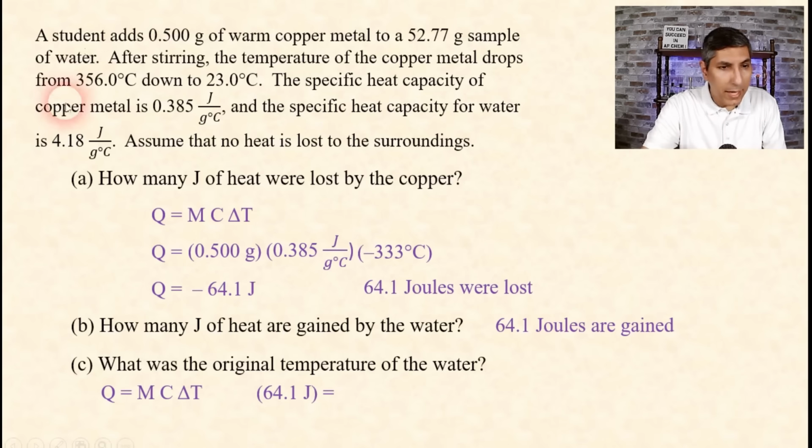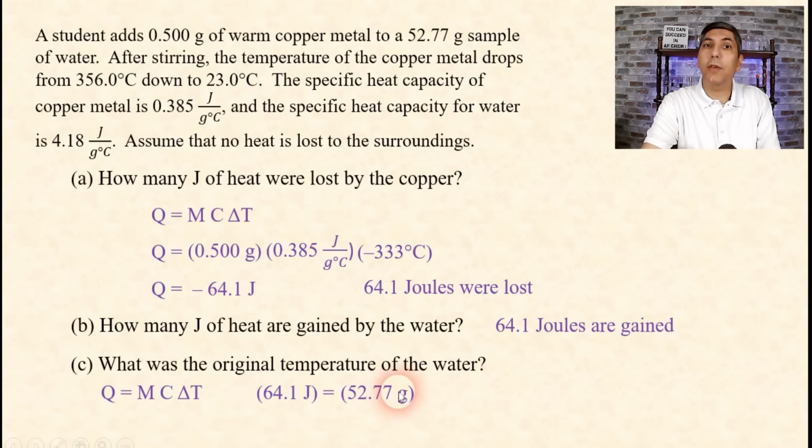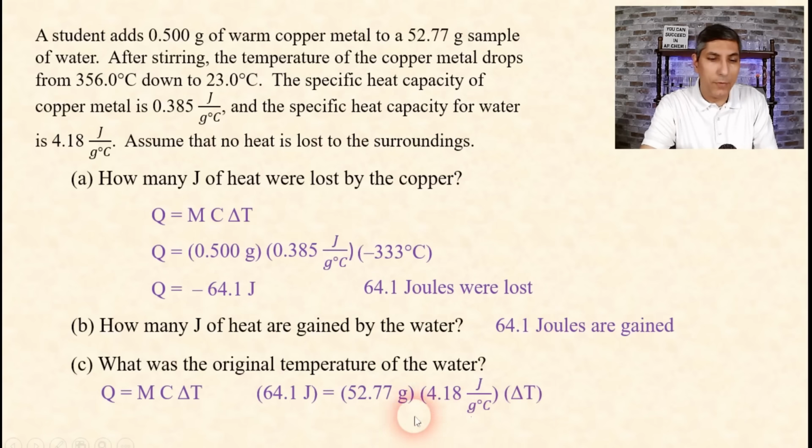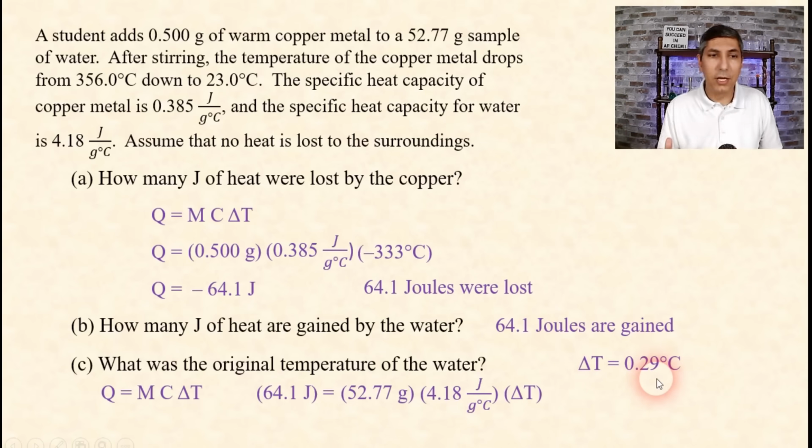Now, M is the mass of water, and it tells us that it is 52.77 grams of water, so that goes in there for M. Now, the value of the specific heat for water, the C, is 4.18 joules per gram degree Celsius, so that goes in for C, and we're solving for delta T. So now we just use algebra to solve for delta T, and you find that the value of that is about 0.29 degrees Celsius. So that tells us that the temperature went up by about 0.29 degrees Celsius.